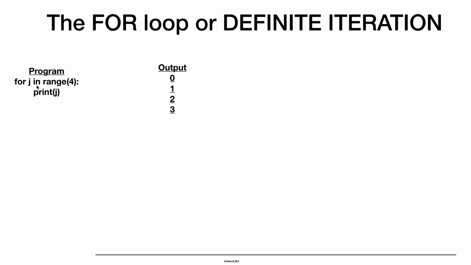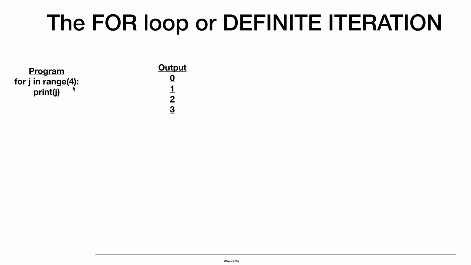So if we have for j in range 4, the first value of j is 0, and it prints j, which is 0. Then it goes round again. The second value of j is 1. It prints j, so it prints 1. The third value of j is 2. Print j, it prints 2. And the fourth value of j is 3. It prints j, it prints 3.